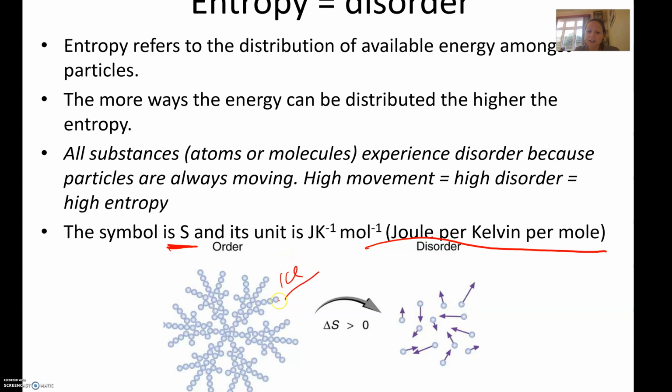This is a snowflake, which is a really highly ordered system. Look at that beautiful snowflake. If we leave that to melt, the particles will all move apart and it'll be highly disordered. So when we go from solid to gaseous state, we get a highly disordered system, and we're going to talk about that.